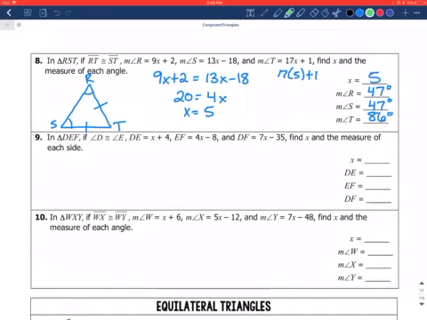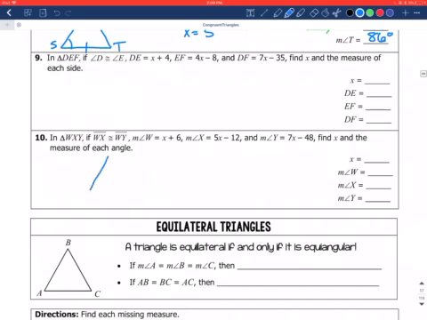Now, another way to get 86 is we already know the measures of two angles of that triangle, so we could just add those and subtract from 180 to get that third angle in the triangle.